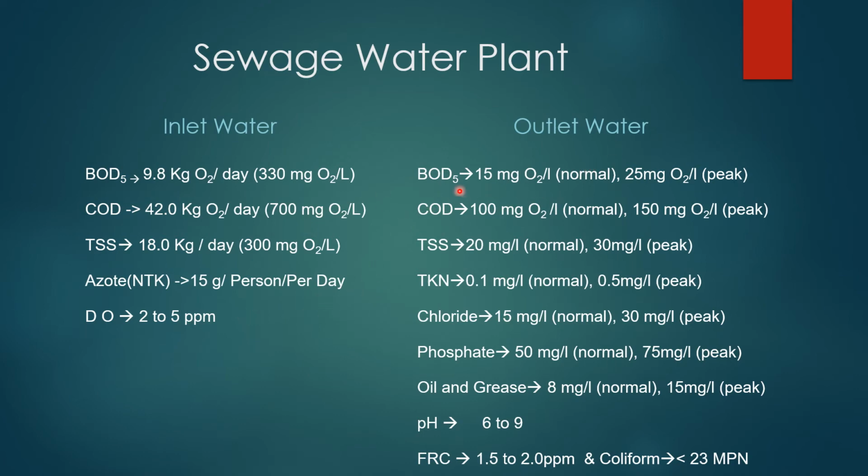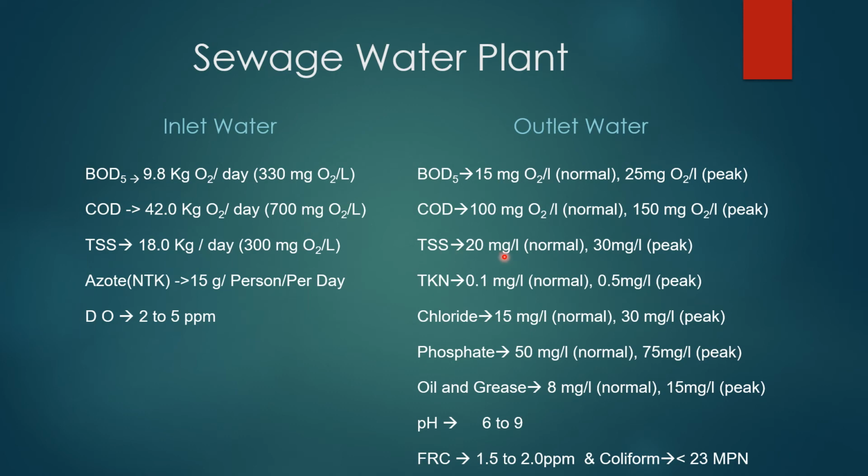And the outlet water contains BOD reduced from 330 milligram oxygen per liter to 15 milligram oxygen per liter, which is very normal. If the load is more, then it will go to 25, which is the allowable limit, 25 milligram oxygen required per liter, at peak load. Same like COD is reduced from 700 milligram to 100 milligram oxygen required per liter, which is normal. If it is at peak, then it will go to 150 milligram oxygen required per liter.